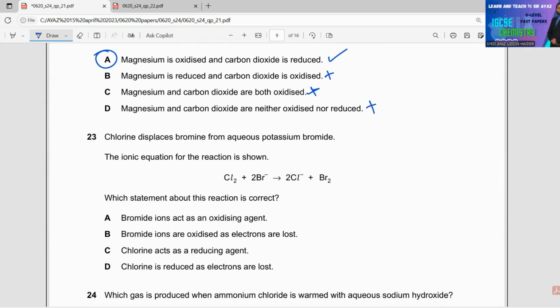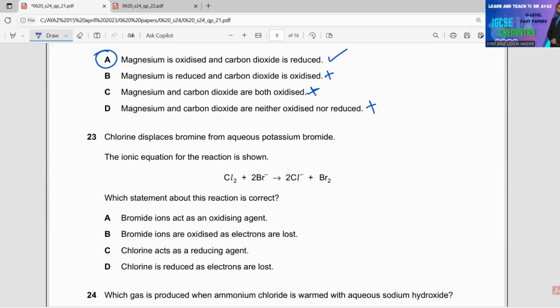23. Chlorine displaces bromine from aqueous potassium bromide. The ionic equation for the reaction is shown. Cl2 plus 2Br minus gives 2Cl minus plus Br2. Which statement about this reaction is correct? A. Bromide ions act as an oxidizing agent.